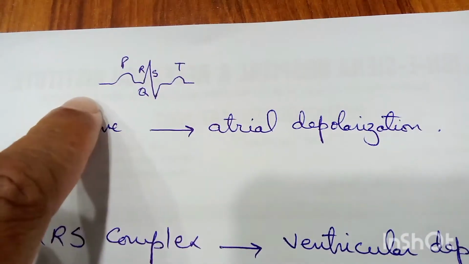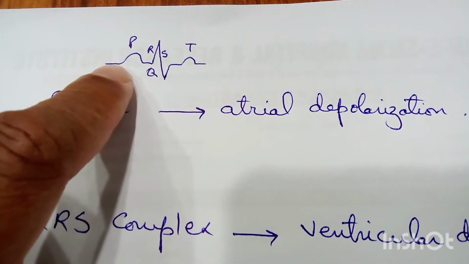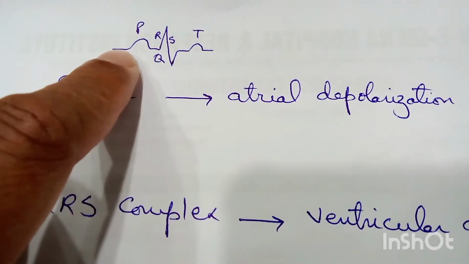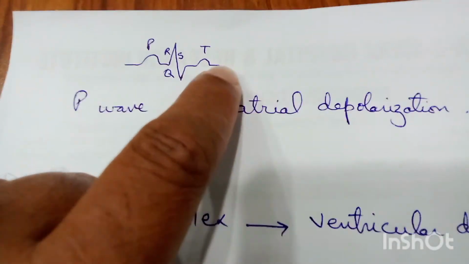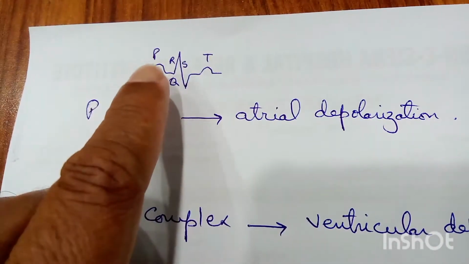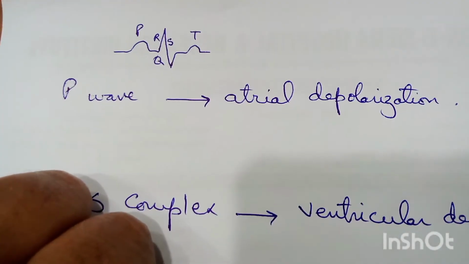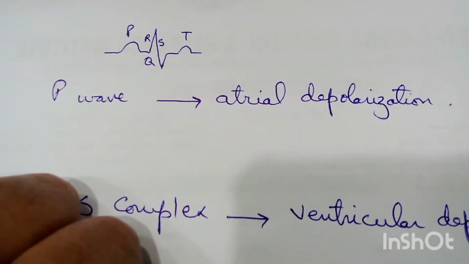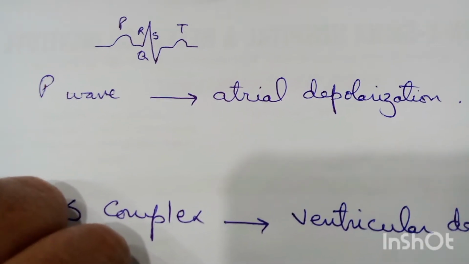Students, all the ECG waves are positive waves. Positive wave means they are located above the baseline. Students, this is the baseline. All the waves are positive waves. They are located above the baseline except Q wave. And Q wave is not present normally. It is an abnormal pathological finding.